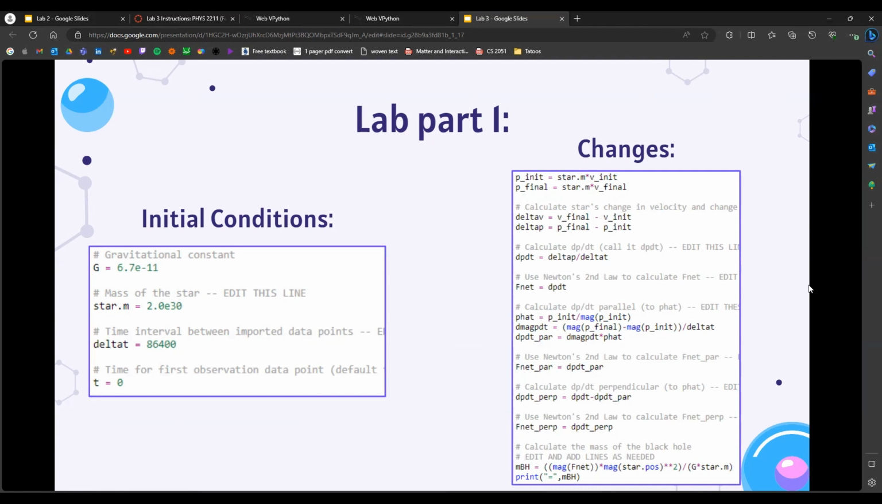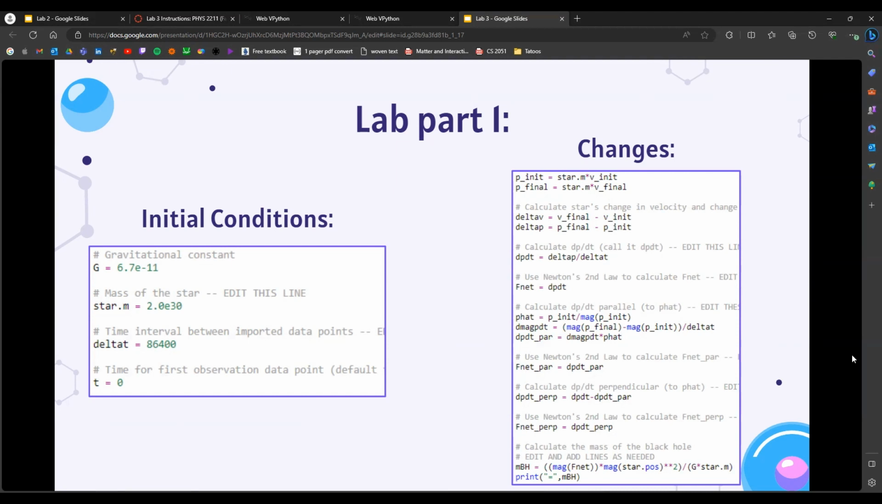To find the parallel rate of change in momentum to p hat, we had to find the magnitude of the rate of change of momentum, and then multiply it by the unit vector p hat to identify the parallel momentum change. Then to find the perpendicular momentum change, I just used the net rate of change of momentum minus the parallel portion to find the resultant, which would be the perpendicular.